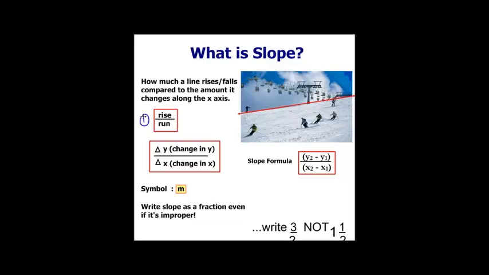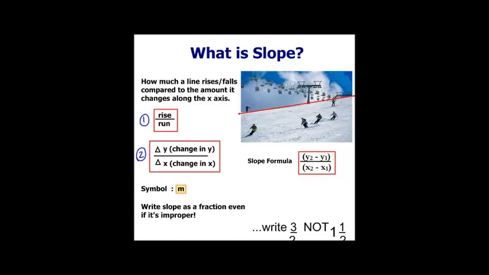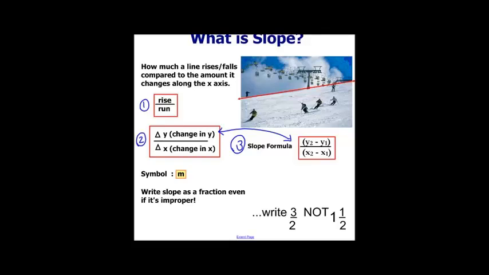First is the rise over run. You'll hear people talk about slope being rise over run all the time. The second is delta y over delta x, or change in y over change in x. And the third is the slope formula, which is basically just a formula for this. So the difference of my y coordinates over the difference of my x coordinates. And we just designate that with subscripts.